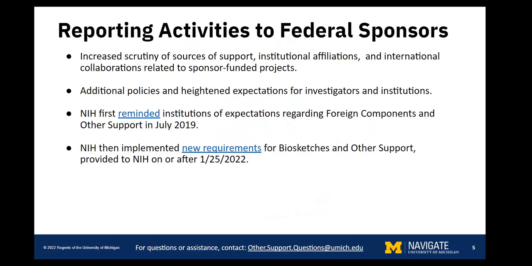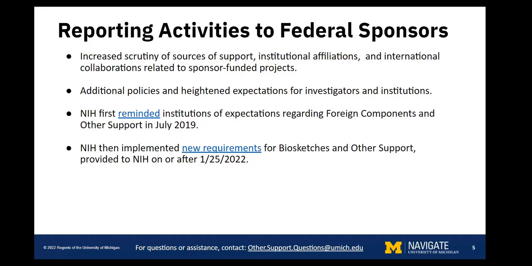All right, so just a little bit more background and context on this topic. As most folks are probably aware, there's been a lot of increased scrutiny from our federal sponsors in regard to investigators' sources of support, their institutional affiliations, and their international collaborations. And as a result of that increased scrutiny, there have also been additional policies and heightened expectations, both for investigators and for recipient institutions like the University of Michigan. And this heightened level of scrutiny and concern really goes back a number of years now. I would say actually more to like 2014 or so.